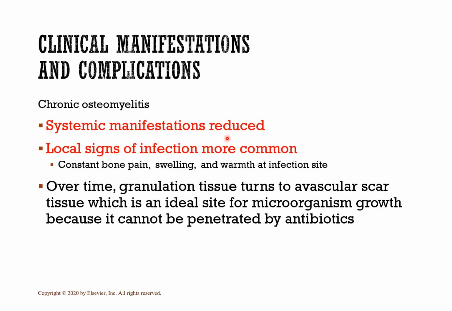So paying attention to the things that are being highlighted in red and getting a really good sense of, okay, under acute, what was I seeing? And then under chronic, what am I seeing? Right? Over time, granulation tissue turns to avascular scar tissue, which is an ideal site for microorganism growth because it cannot be penetrated by antibiotics. And we have explained how all of this happened with sequester formation potentially that can happen.